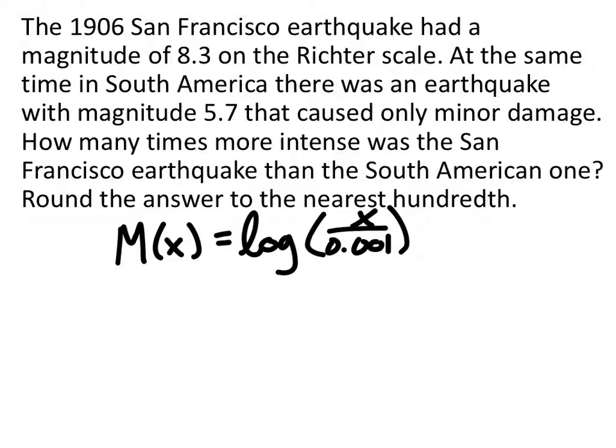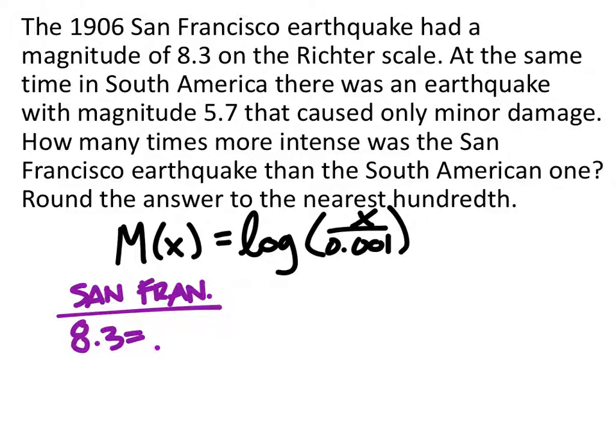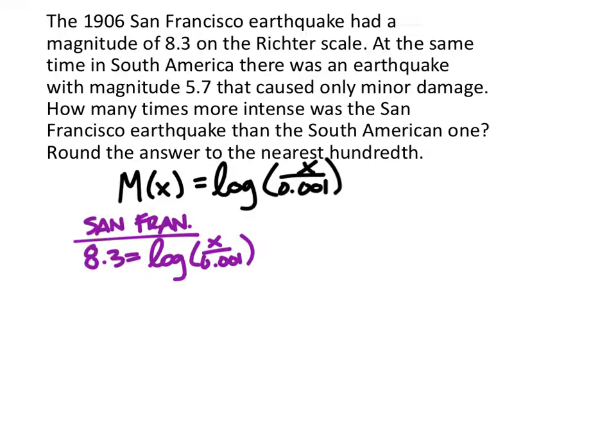We have the magnitude. Let's start with the San Francisco earthquake. All right, well, we know the magnitude on the Richter scale, which is the M of x. That was 8.3. So this should equal my common log of x over 0.001. All right, to solve this, because I have an x in the log, what I'm going to do is change this so we can see the base before we change it into exponential form. This is a common log, so my base is actually base 10 of that x over 0.001.